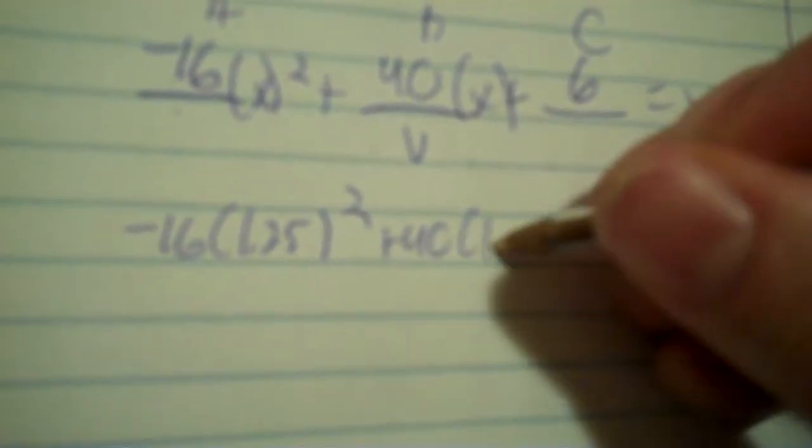So I have my A, I have my B, I have my C. So opposite of B, it's going to be negative 40, and on bottom we're going to take 2 times negative 16. That's negative 32. We divide negative 40 by negative 32, and that's 1.25. So that's how many seconds it took to get to the maximum height. Now to find the actual maximum height, we replace our x's with 1.25. So I got negative 16 times 1.25 squared plus 40 times 1.25 plus 6 equals y.